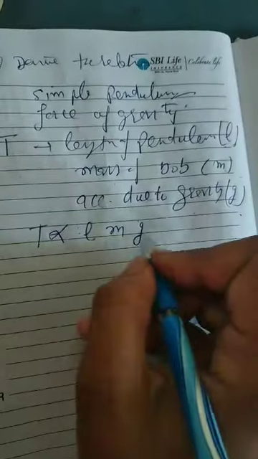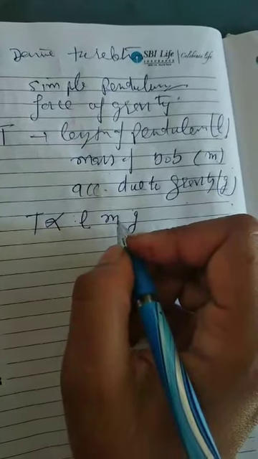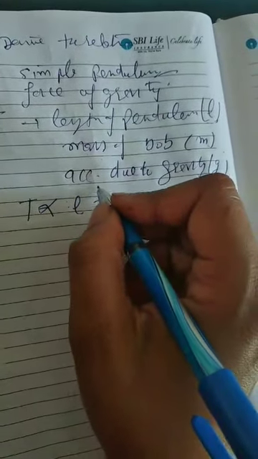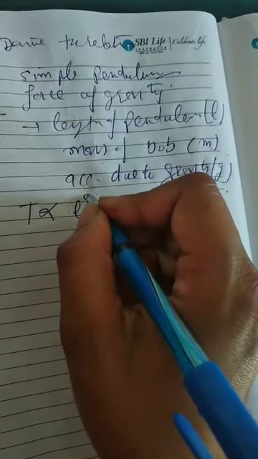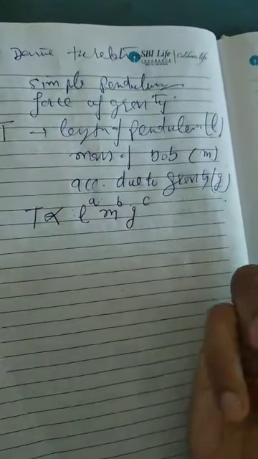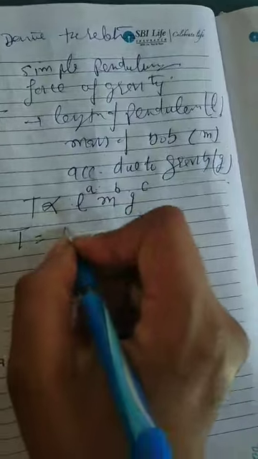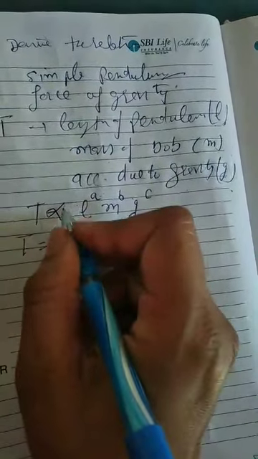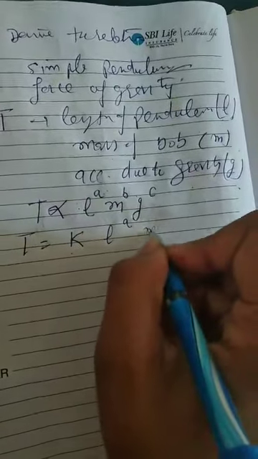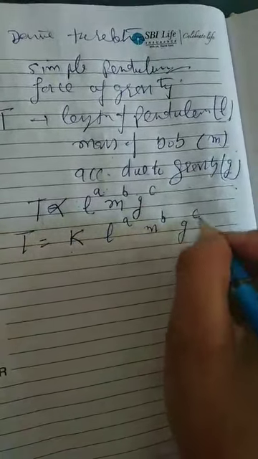Now we don't know to what power it depends upon these quantities. Let it be L raised to power a, m raised to power b, and g raised to power c. Removing the proportionality sign, we will write T equal to k L raised to power a, m raised to power b, and g raised to power c. This is equation number 1.